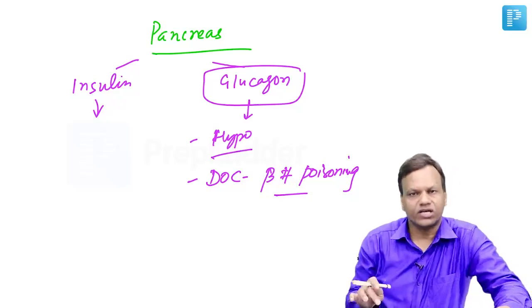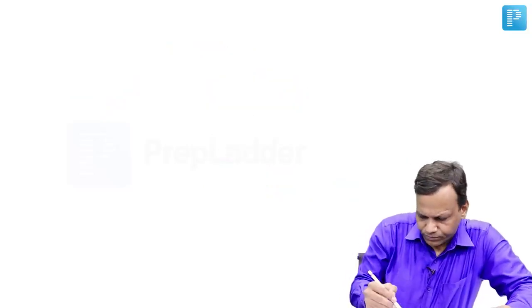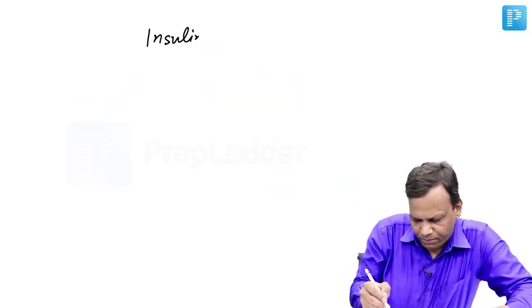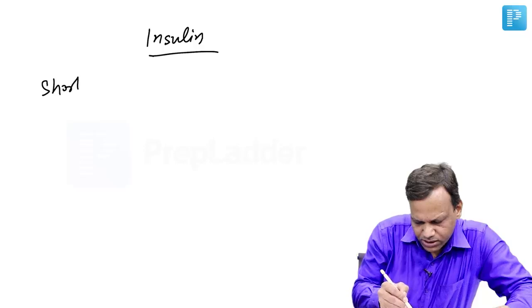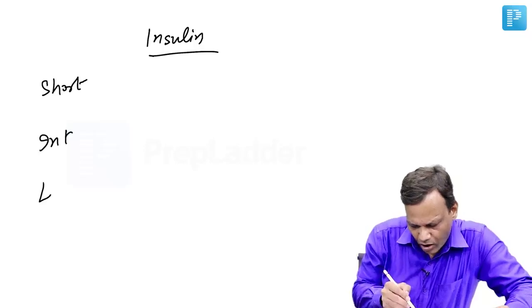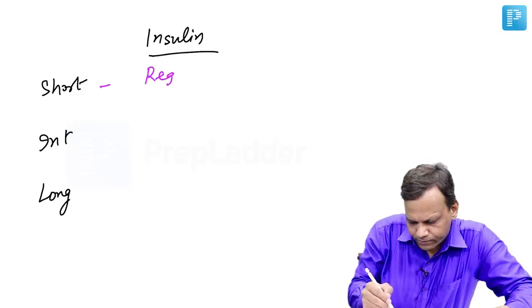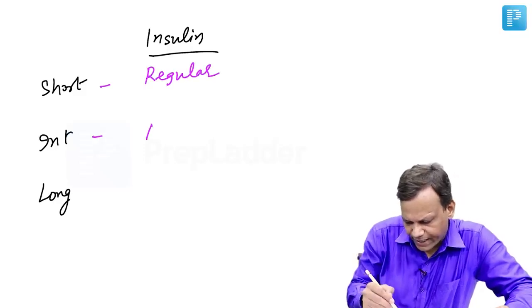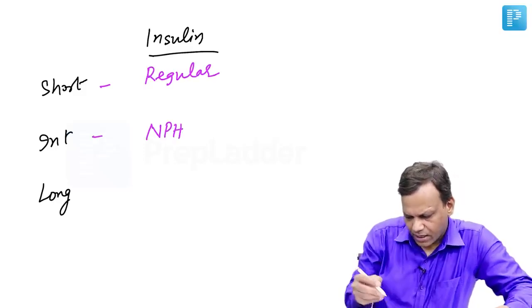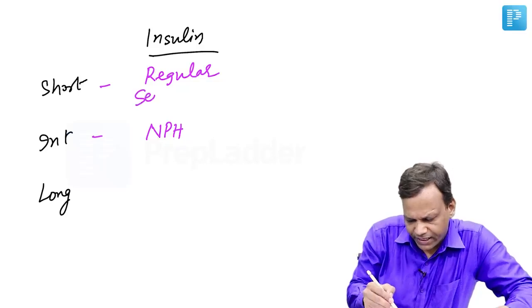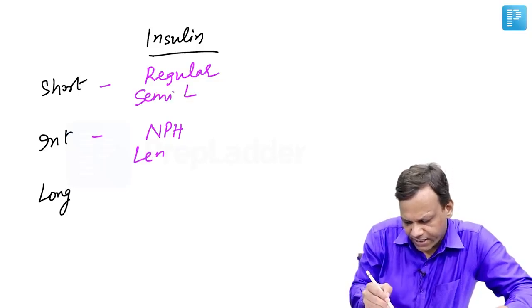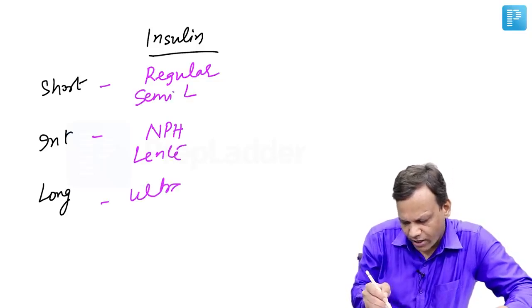Coming to the main hormone, insulin. Insulin comes in various preparations like short acting insulins, intermediate acting insulins, and long acting insulins. Short acting insulins like regular insulin, intermediate acting like NPH insulins, and then we have semilente, which is short acting, lente, which is intermediate, and ultralente, which is long acting insulin.